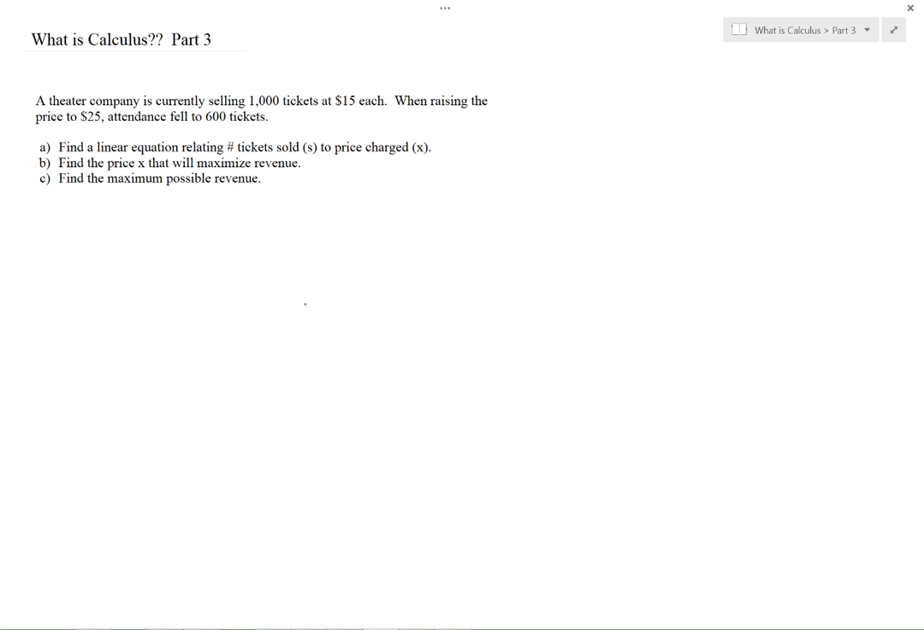But what's new are the second two parts. We're going to find the price X that will maximize the revenue. Anytime you find any type of problem where you need to find a maximum or minimum of something, that's usually something you're going to use calculus for. And we're going to, again, use very similar methods here. And C, find the actual maximum possible revenue.